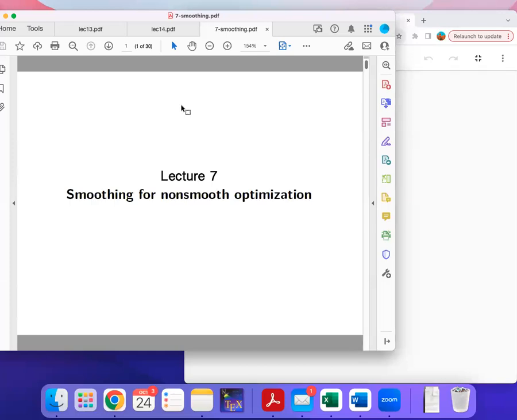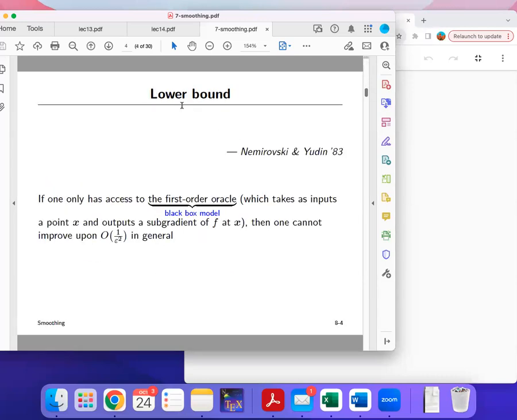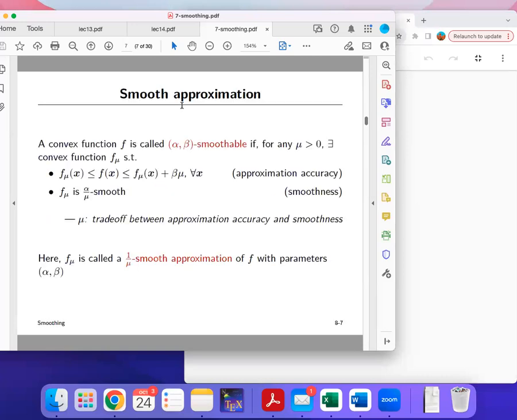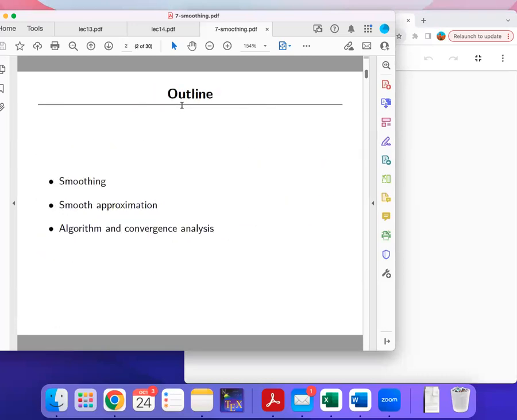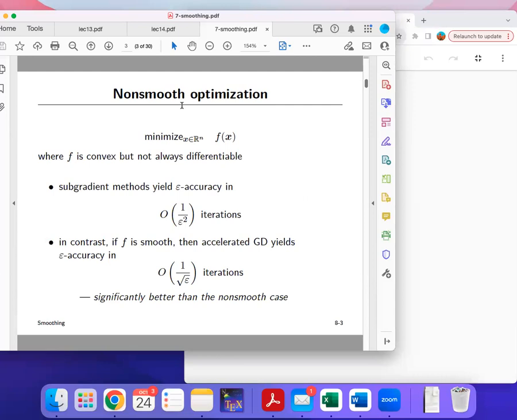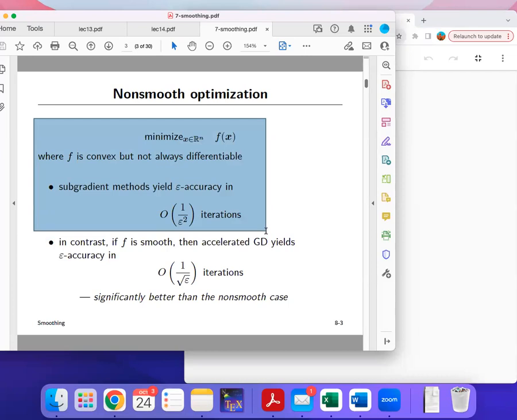Okay, let's get started. Last time we talked about the smoothing technique. The general idea is that for many non-smooth problems, previously we were using the subgradient method. The subgradient method has complexity 1 over epsilon squared. This complexity is very high if we want to achieve a small accuracy.